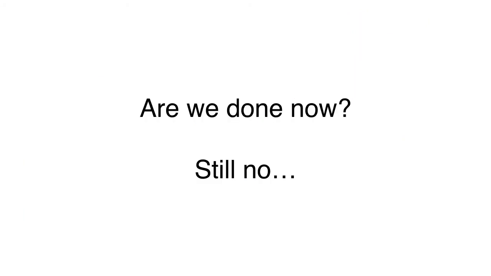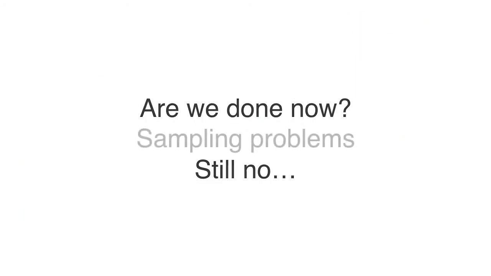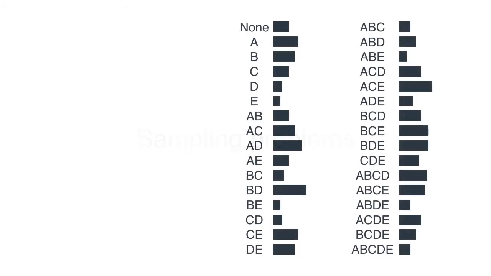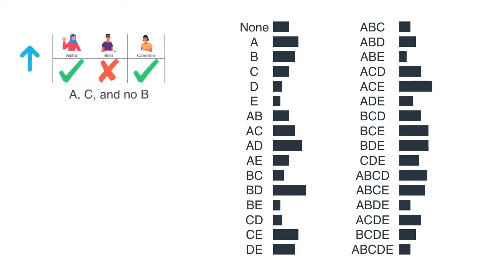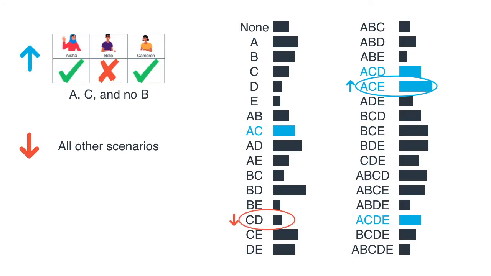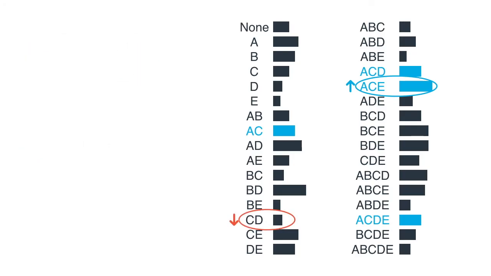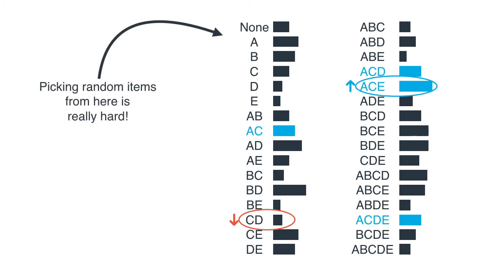And are we finally done? Well, still no, unfortunately. There are some sampling problems that we have to deal with, namely the following. Recall that in the training process, we have a scenario that we pick among the ones with our condition, in this case, for example, Aisha, Cameron, and not Beto, and then we select all the ones who have this condition in order to increase its probability. And then we pick a completely random scenario among the entire set and decrease its probability. However, as we mentioned before, there are way too many items in the set, and even picking one at random is difficult.